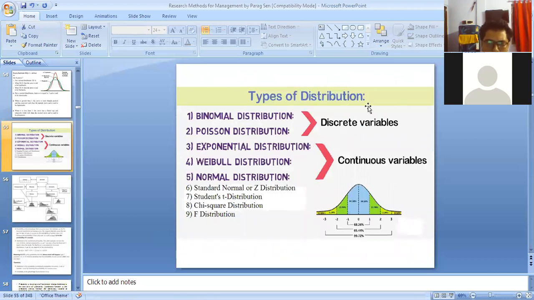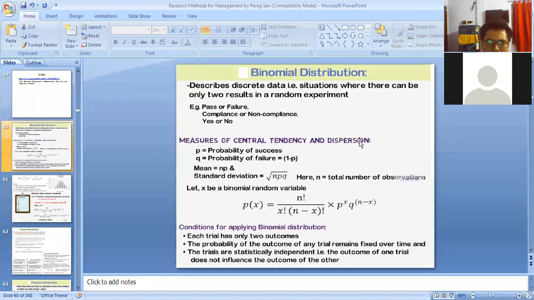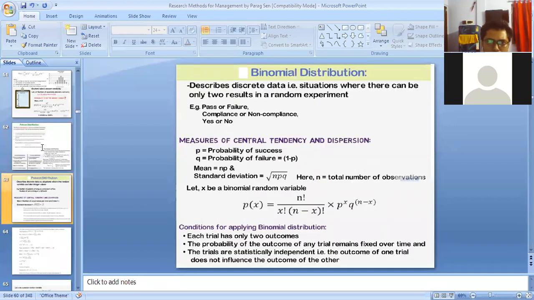Based on the discrete variables, there are some discrete distributions like binomial distribution and Poisson distribution. There are some other distributions like exponential distribution, Weibull distribution, normal distribution, standard normal or Z distribution, Student's t distribution, chi-square distribution, F distribution. And I have also given you different slides of binomial distribution, Poisson distribution.